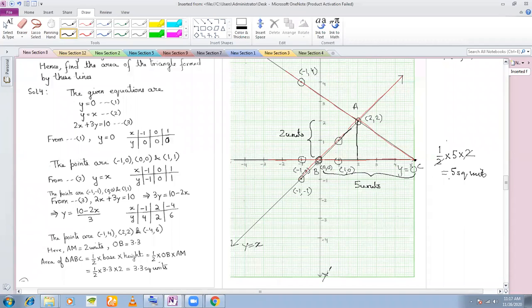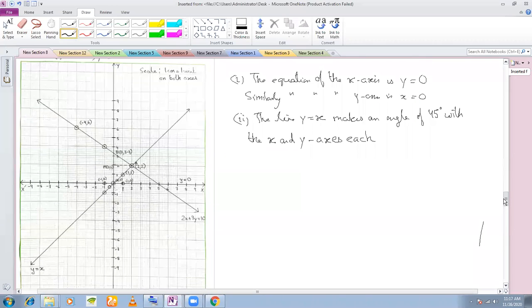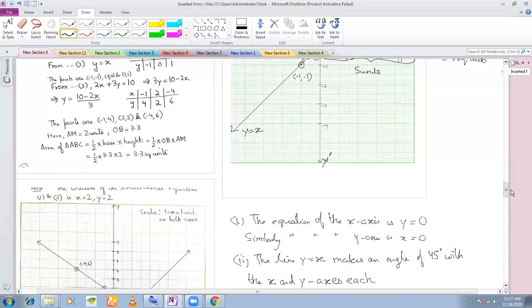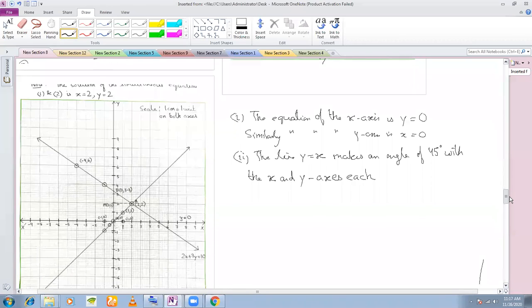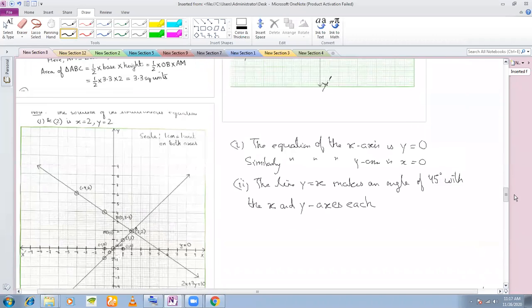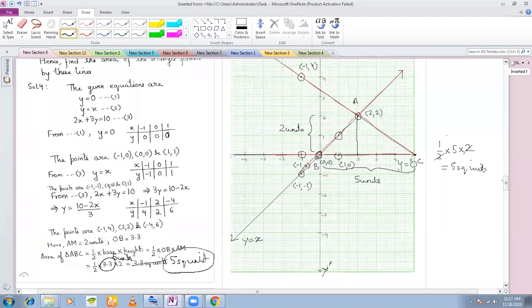Okay, and this is what I have got: 5 and 2 units. Height I have got as 3.3, base I have got as 3.3. I think this should be 5 units. There's a mistake here. The area should be 5 square units. Please make this correction. So the area of this triangle will be 5 square units.